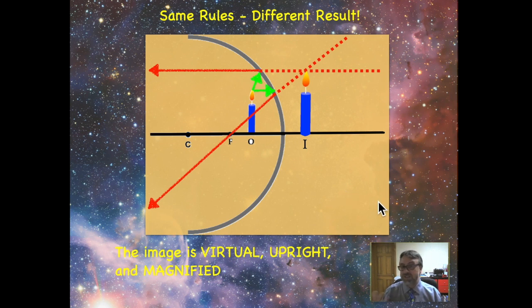So there you go. It's the same three rules, but they lead to the prediction of a very different image. So one more case to consider, and then in the next video, I'm going to do some practice just showing you how to make a ray diagram on paper with a pencil and a ruler. But one more example before we leave concave mirrors behind.